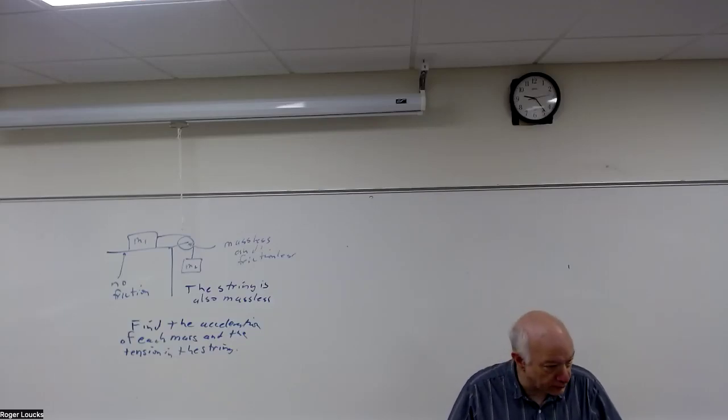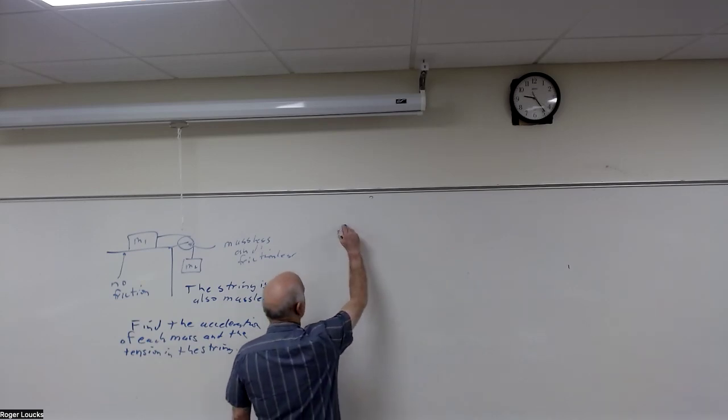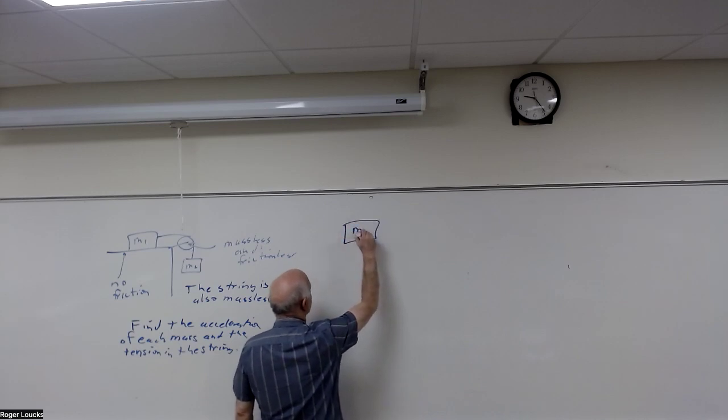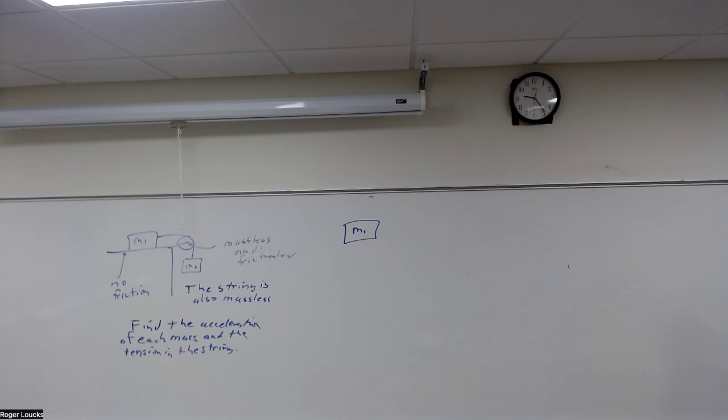A free body diagram. And how many free body diagrams are we going to have in this case? Two. And what does a free body diagram do? It's a diagram that shows all the forces on an object. So we're going to start with M1 here. Without looking at your notes, what did we say were all the forces acting on M1?